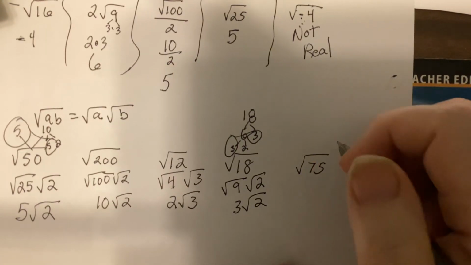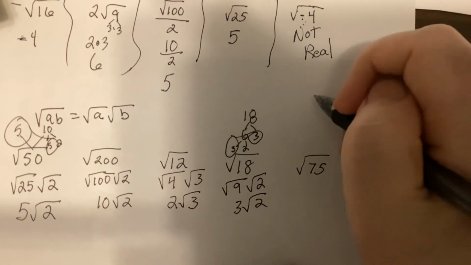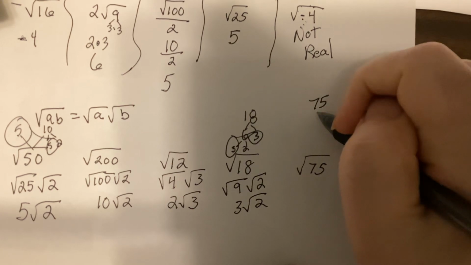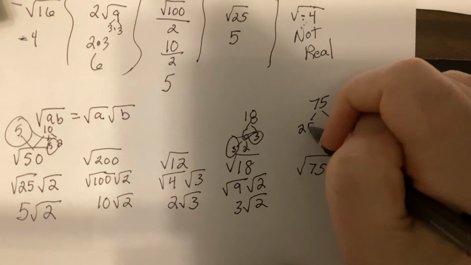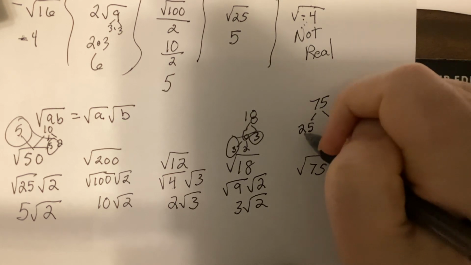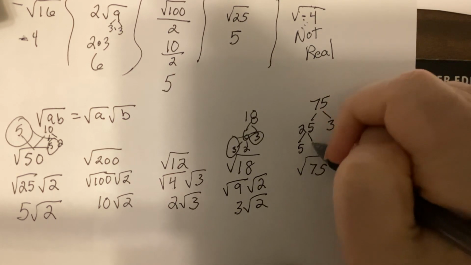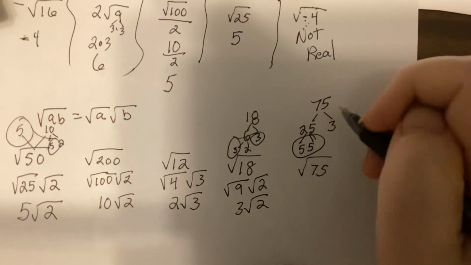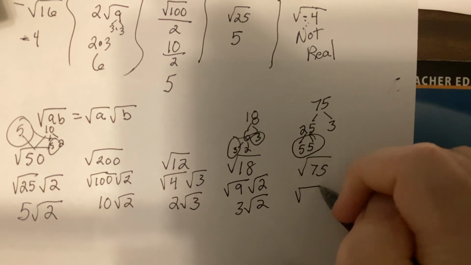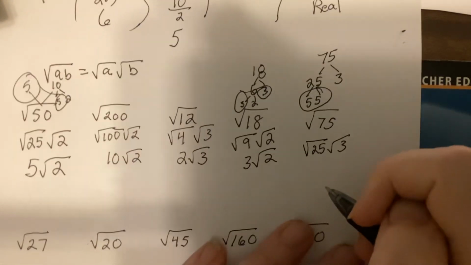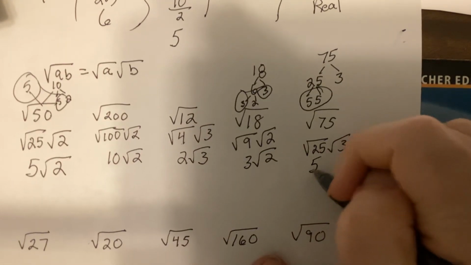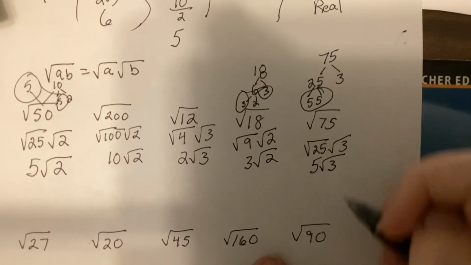And 75, again, 75, we could break that up. Let's see, 25 and 3. 25 is 5 and 5. That's my perfect square. 2 of the same thing. So I'd break it up 25 and 3. So that would be 5 square root of 3.